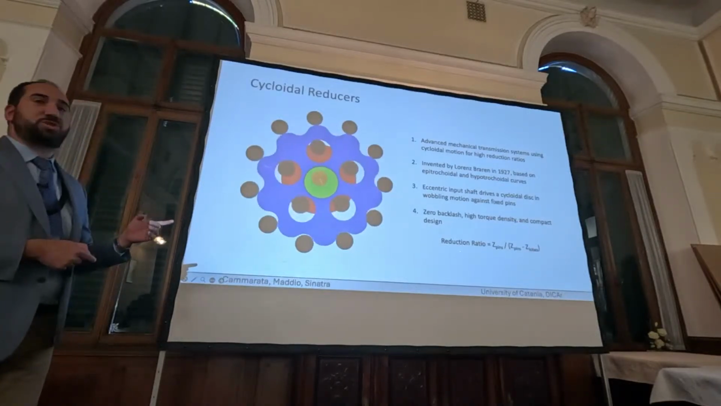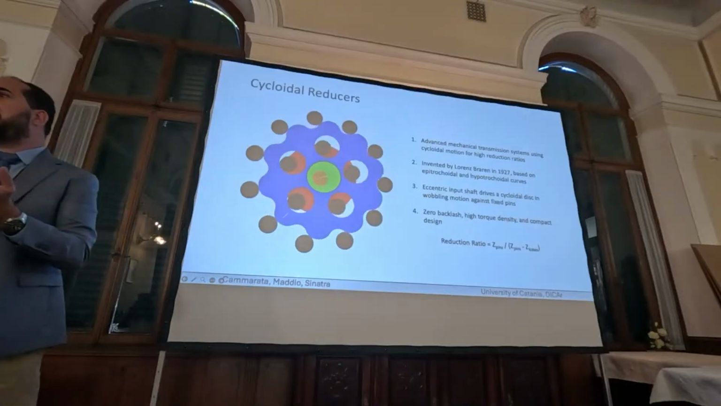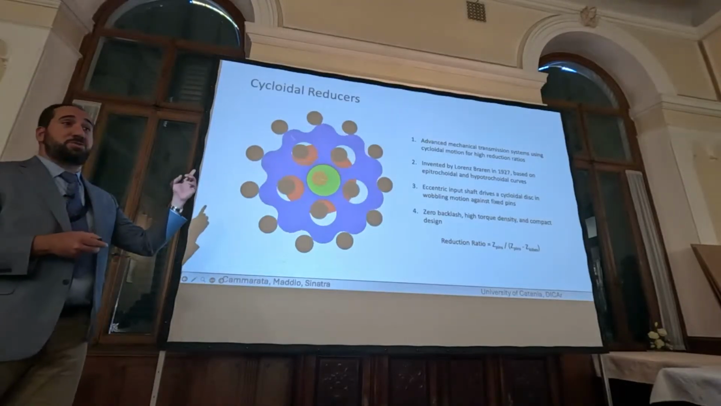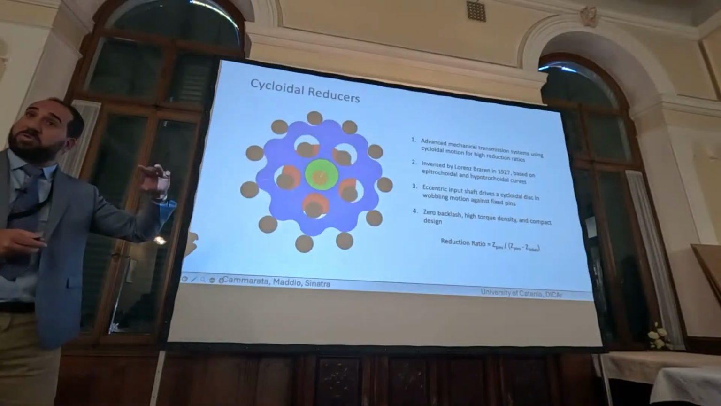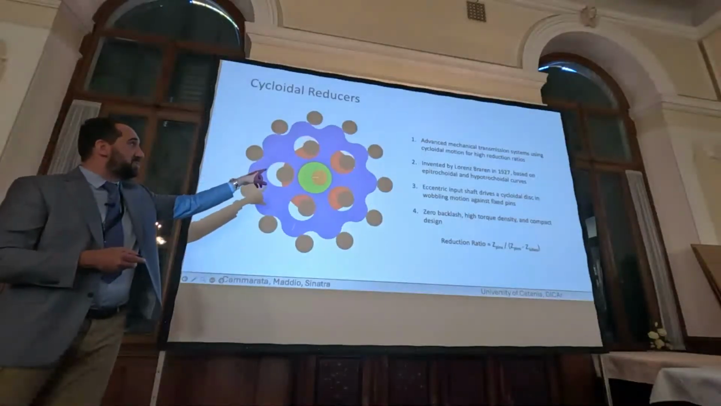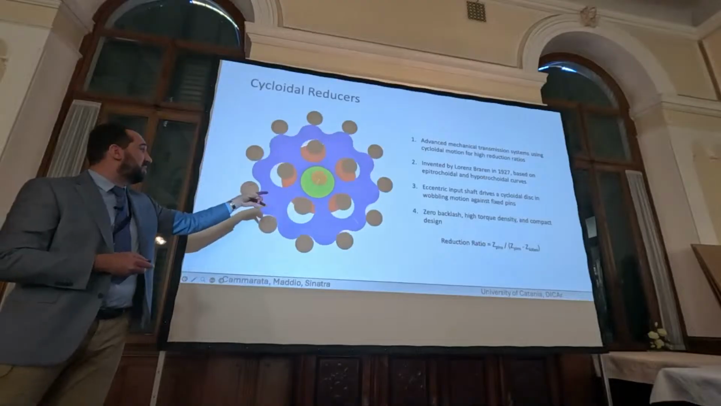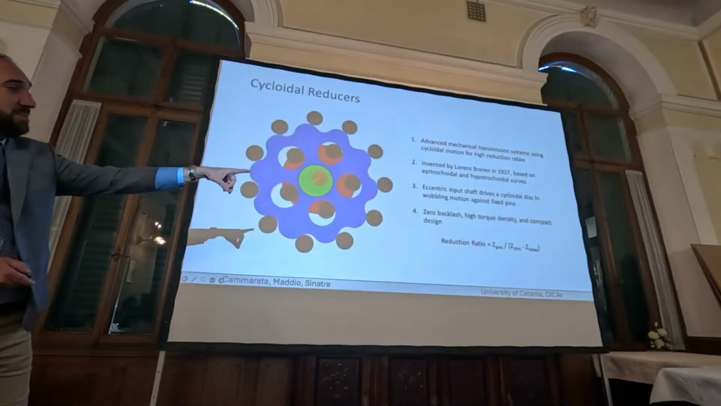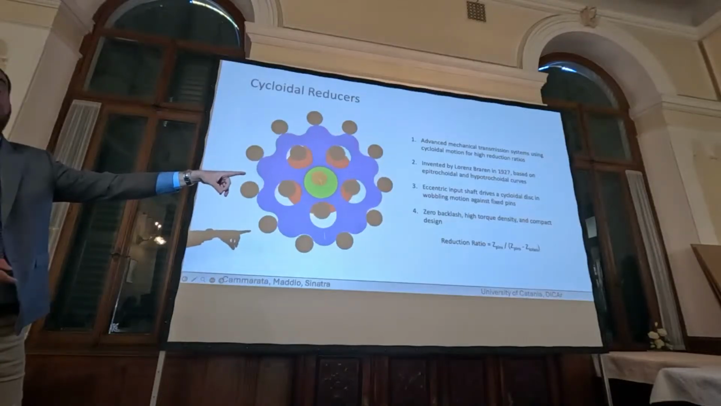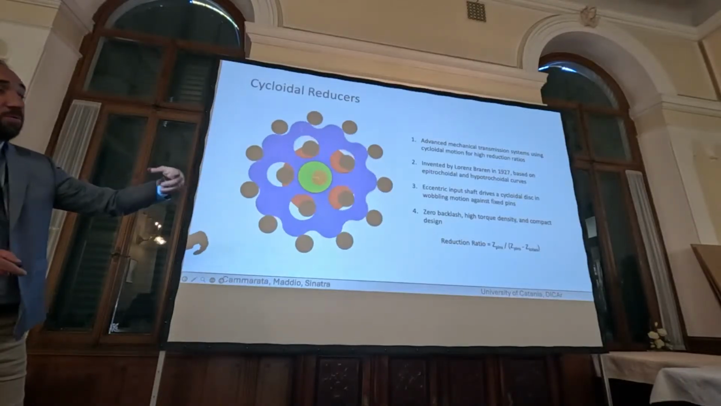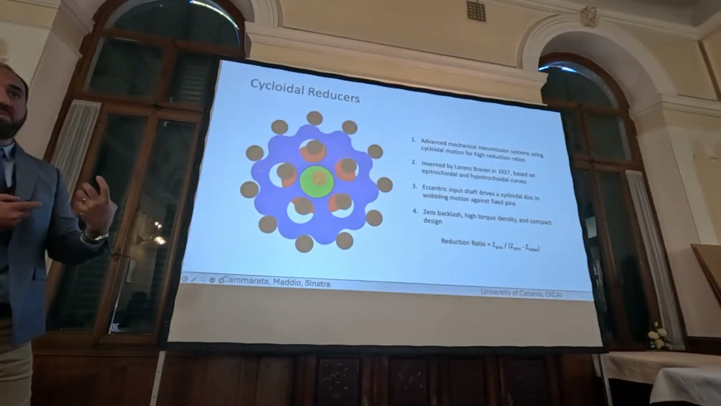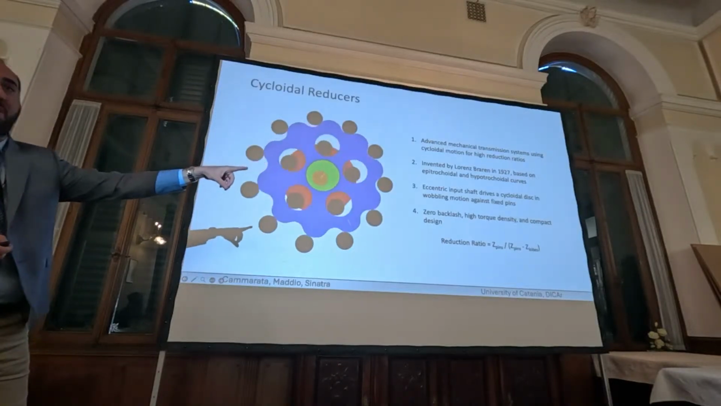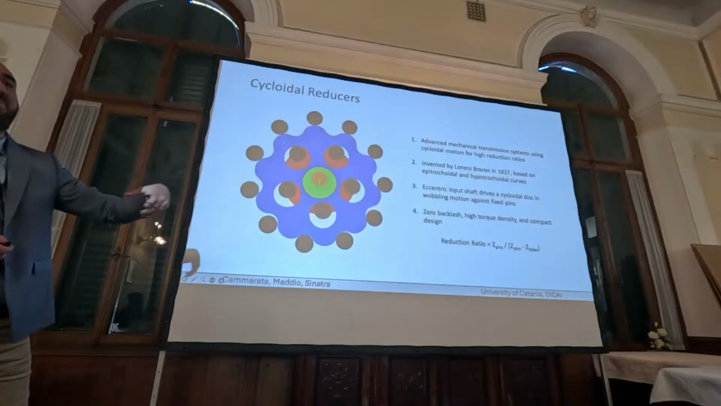That the transmission ratio, meaning the connection between the rotation of the input and the rotation of the output, so the rotation of the input, the green, with the rotation of the output, the red, is given by this formula, where zeta is the number of pins and zeta lobes is the number of lobes. But usually the number of pins is 1 more than the number of lobes, so the denominator is 1. It means the transmission ratio is very high.